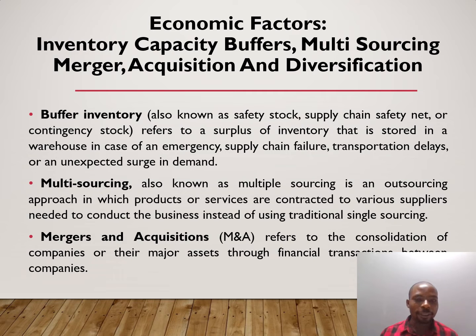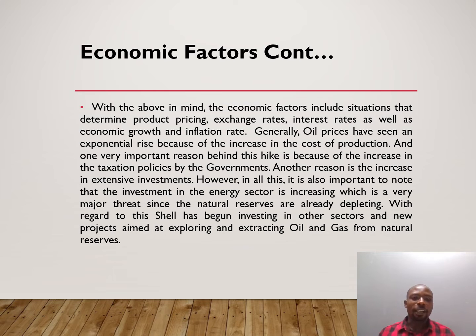We look at the first one, buffer inventory. Buffer inventory is known as the safety stock or supply chain safety net or contingency stock. It refers to the surplus stock kept aside to cater for emergencies. Here, Shell can use that to come out from any occurrences which occur in the supply chain distribution. Also, there is multi-sourcing as a strategy where you source from different suppliers under the same contract, and there are mergers and acquisitions as also a strategy whereby Shell can acquire other companies in order to enjoy economies of scale and others.